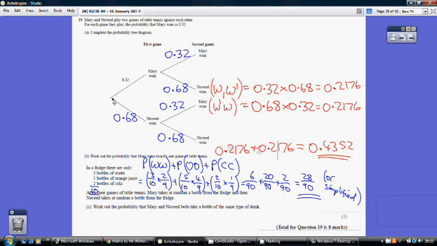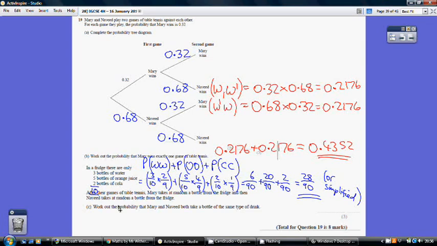Or alternatively, she loses and then she wins. 0.68 times 0.32, so another 0.2176. Now we don't mind which of these 2 scenarios happens, win then lose or lose then win. Either way, she wins only 1 game, so we don't mind whether it's this one or this one, and when it's or we add them together, so 2 lots of it gives us 0.4352 as the answer for part B.